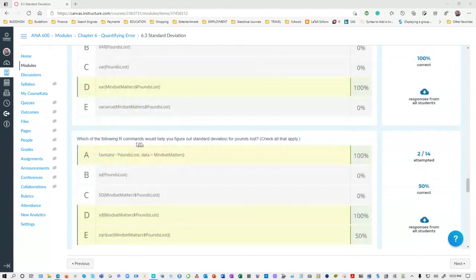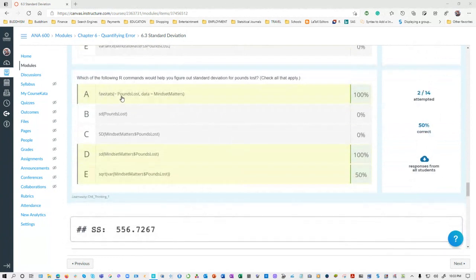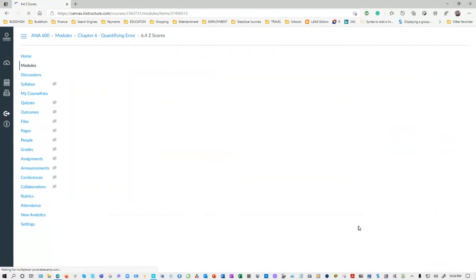Which of the following R commands would help you figure out the standard deviation? As I mentioned, you go to favorite statistics, go to that particular data set and use SD to find it, or take the square root of the variance, or go to SD and find it, or go to favorite statistics and find it. So many ways.